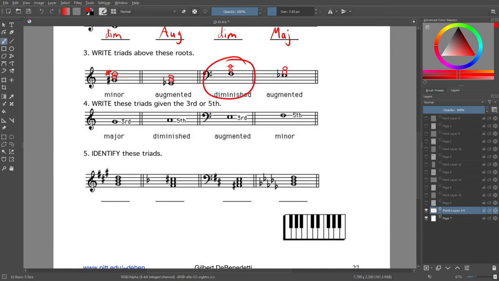Now diminished starting on F. Two minor thirds. 1, 2, 3. That needs to be an A flat. And then from A flat, we need to go up another minor third. Diminished. So 1, 2, 3. That is a B natural, but we have to alter the C in order to get that. So a half step lower, so that would be a C flat. That is our diminished.